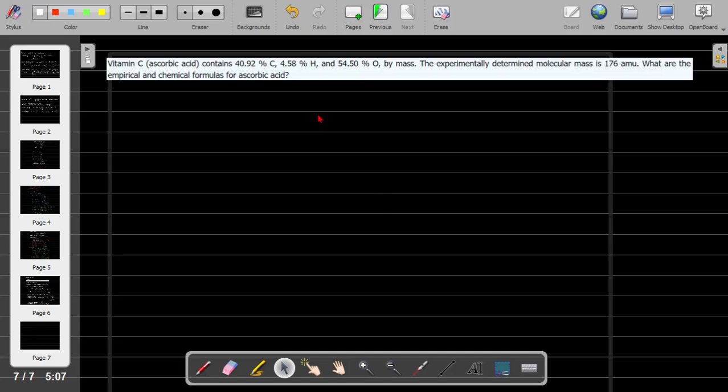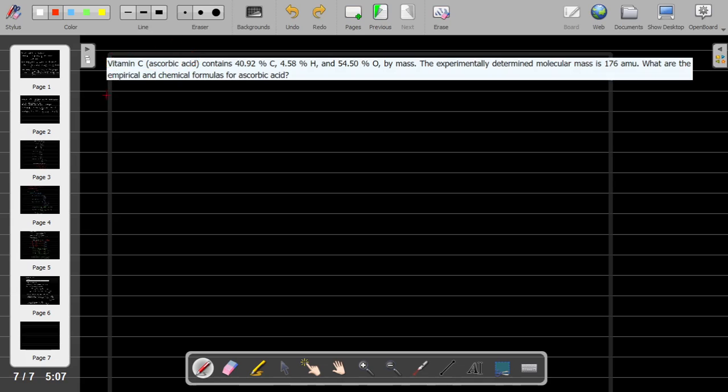Now we are going to do another example of molecular formula. So we have some problem here. What information can we get?